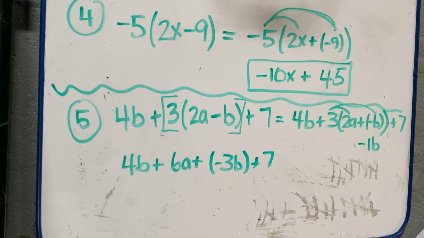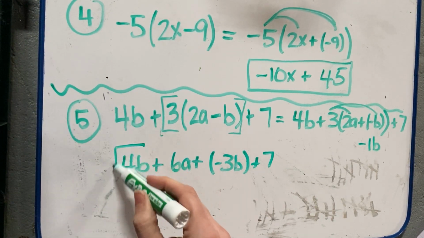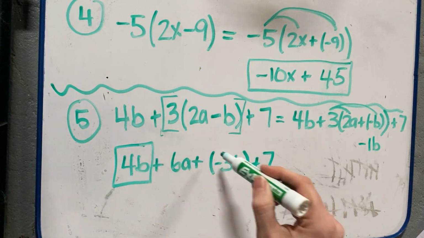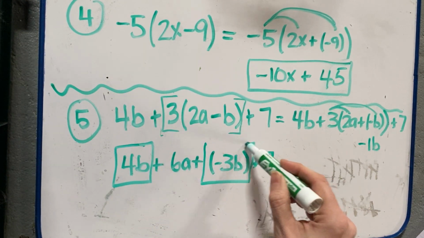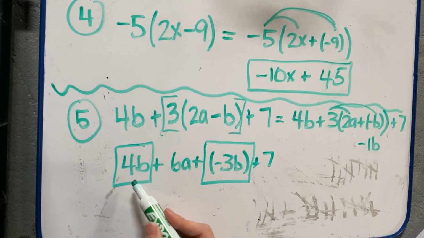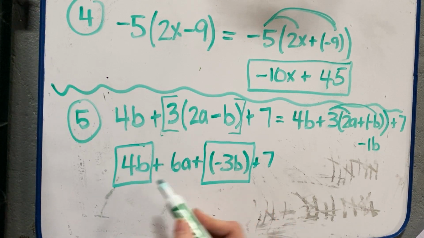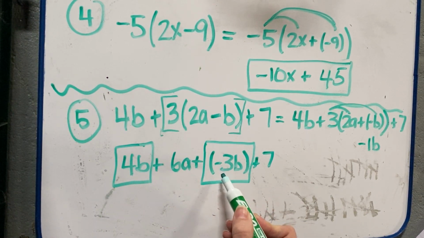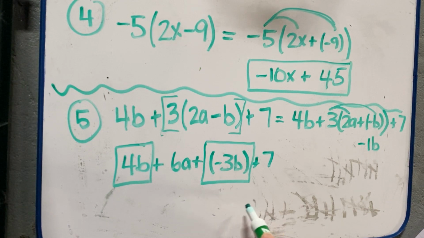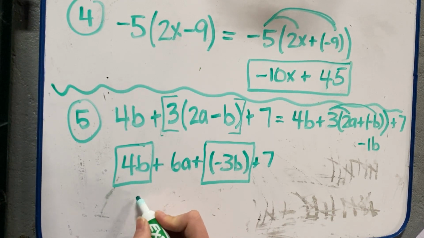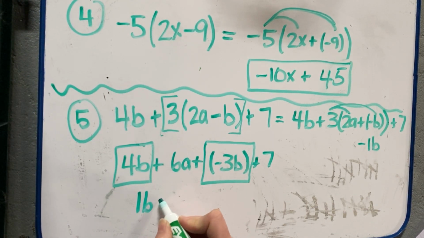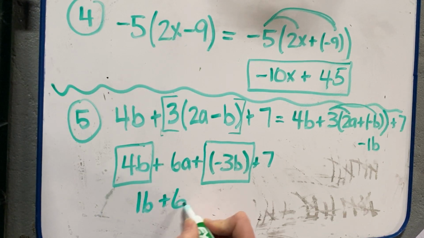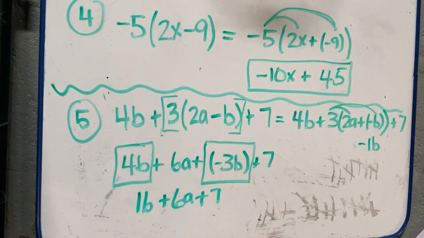For this one, we only have like terms of b, 4b. Now that we've distributed, we can go ahead and combine like terms. So 4b and negative 3b, so 4 plus negative 3. So if we go forward 4 and back 3, we'd be at 1b, and then 6a plus 7.